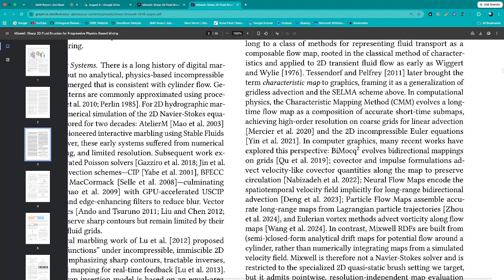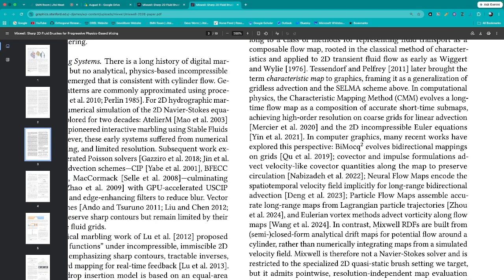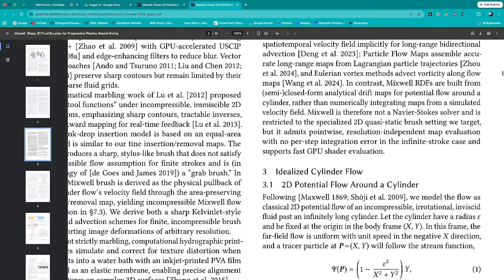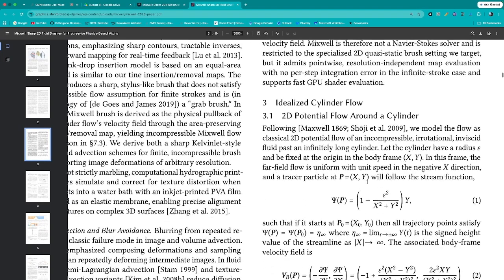In contrast, Mixwell's RDFs are built from semi-closed form analytical drift maps for potential flow around a cylinder, rather than numerically integrating maps from a simulated velocity field. Mixwell is therefore not a Navier-Stokes solver and is restricted to the specialized 2D quasi-static brush setting we target, but it admits pointwise resolution-independent map evaluation with no per-step integration error in the infinite stroke case and supports fast GPU shader evaluation. So this talks about different aspects of idealized cylinder flow.